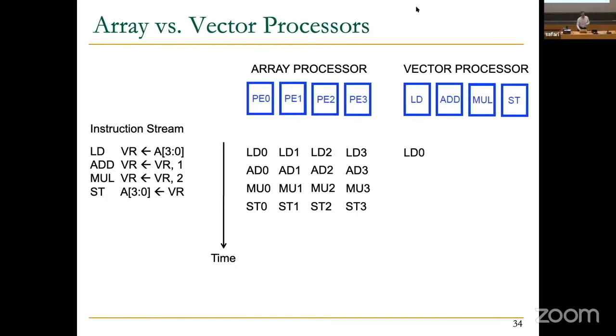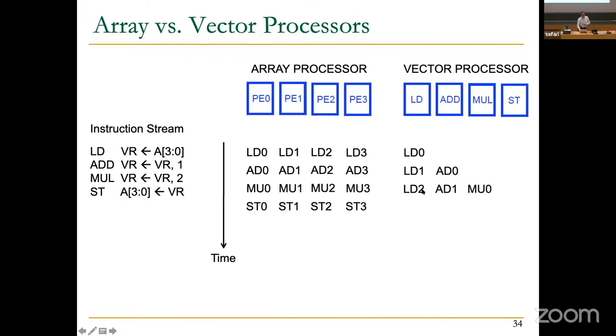So in the first cycle, you start loading the first element from address A to the vector register 0th element. In the next cycle, you load element 1, okay? Concurrently, this result is done, hopefully, and you can add 1 to it, right? So you're operating on the 0th element and adding 1 to it in the add unit.